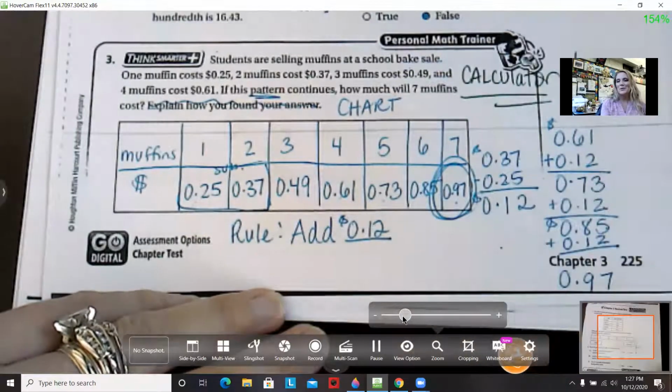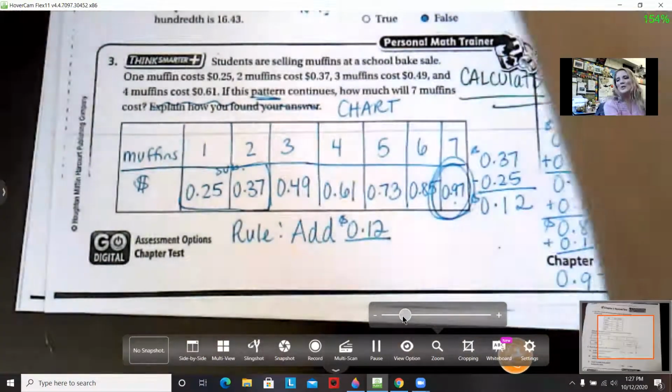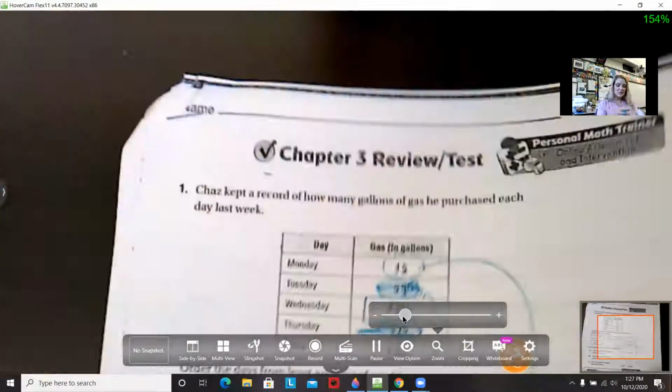Oh, I did say you could use a calculator, so we could have just kept adding 12 cents, 12 cents, 12 cents. I did it by hand, sorry. We'll use a calculator another time. That wasn't so bad. Okay, flip please to 226.